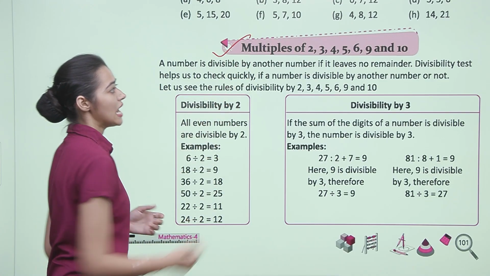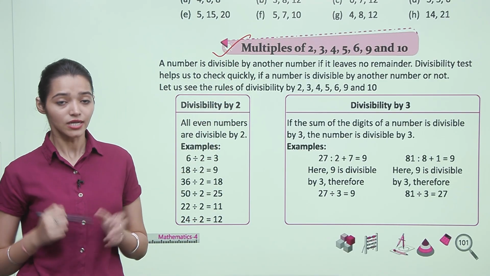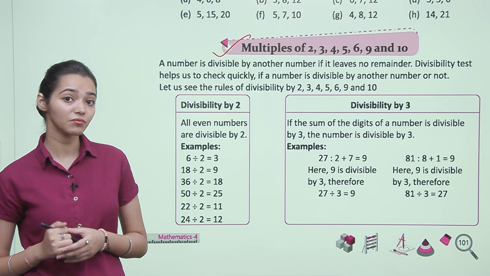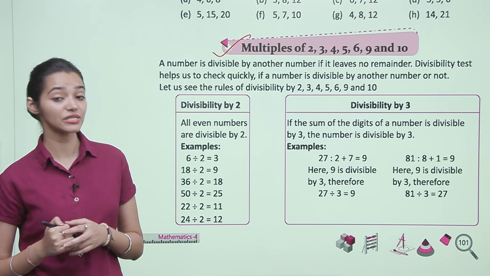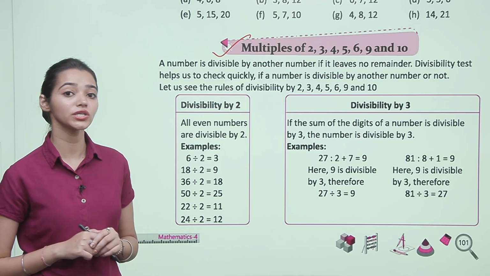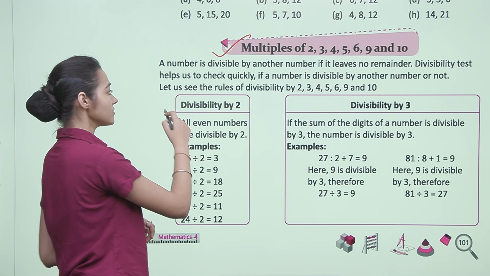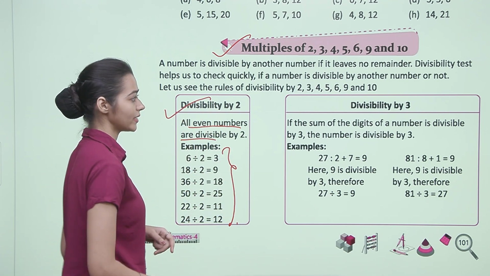Now next is our multiples of 2, 3, 4, 5, 6, 9 and 10. Any number that is divisible by another number leaves no remainder, and we can check it by divisibility test whether a number is divisible by another number or not. Now let us see the rules of divisibility 2, 3, 4, 5, 6 and 10. Divisibility rule of 2, all even numbers are divisible by 2. Here are the even numbers that are divisible by 2.